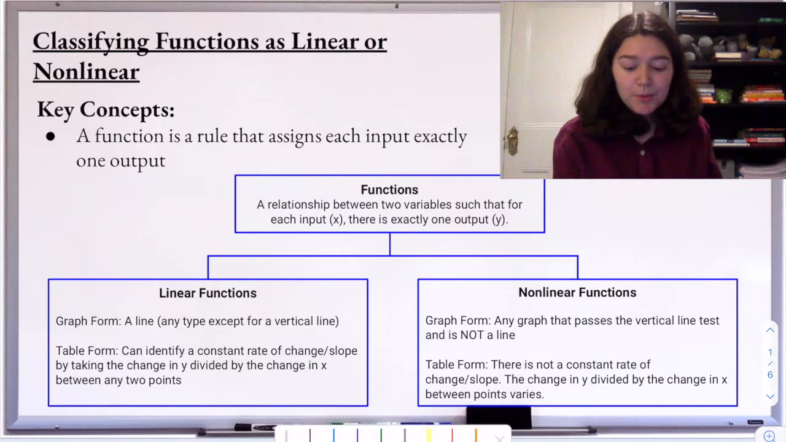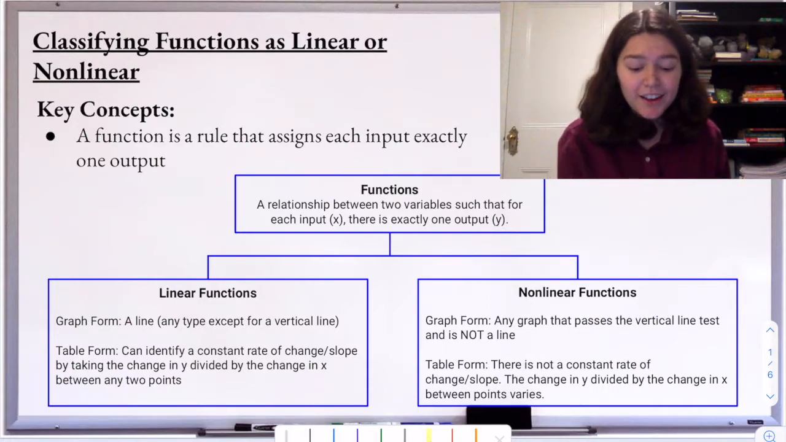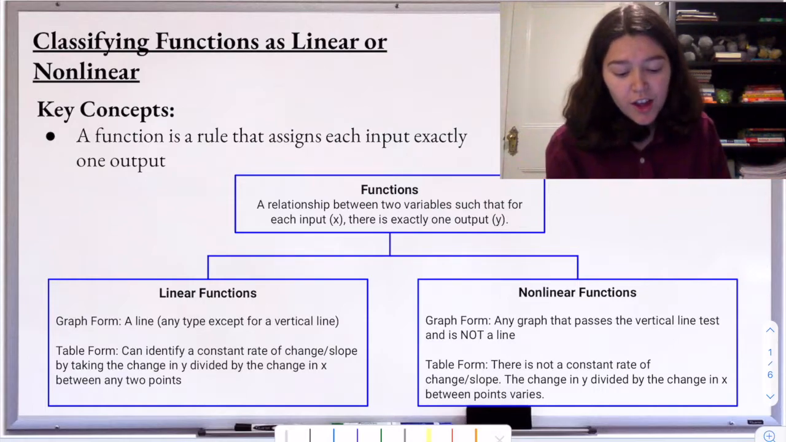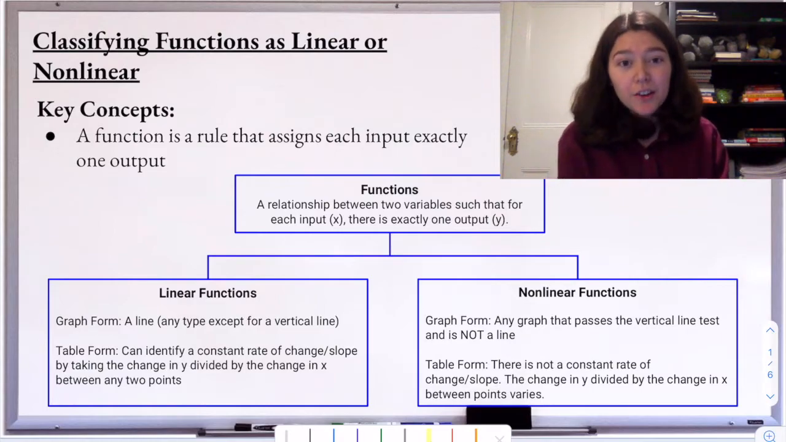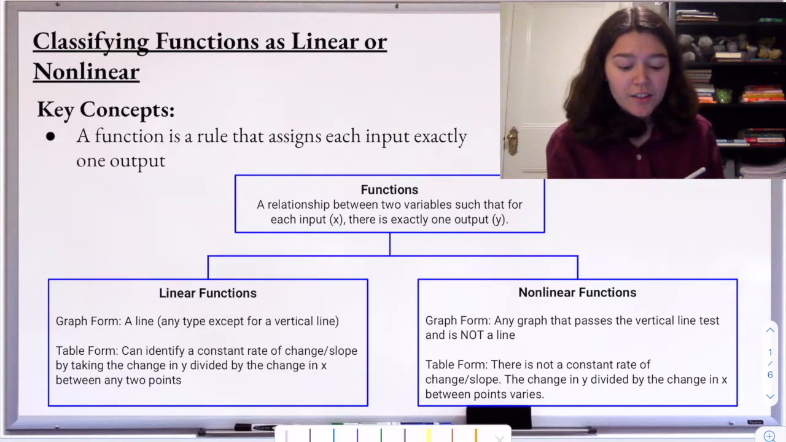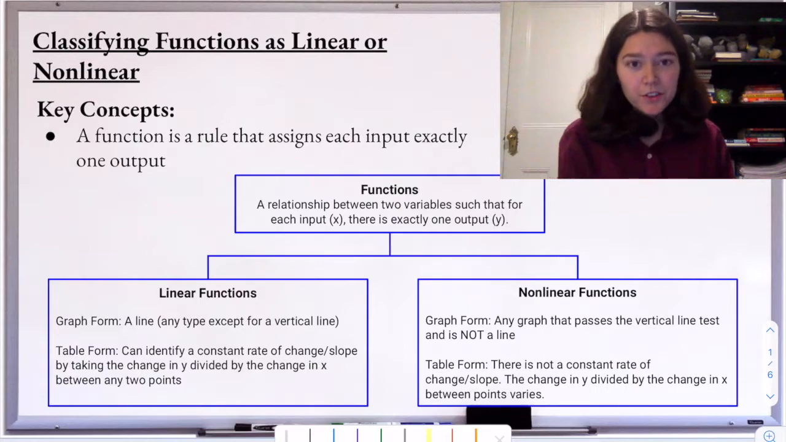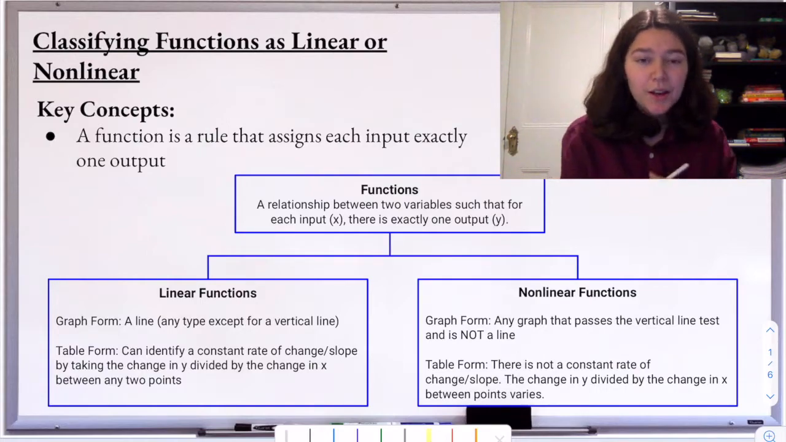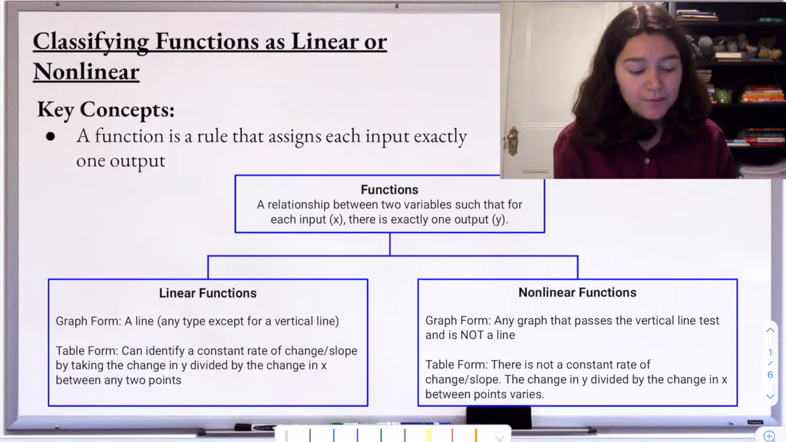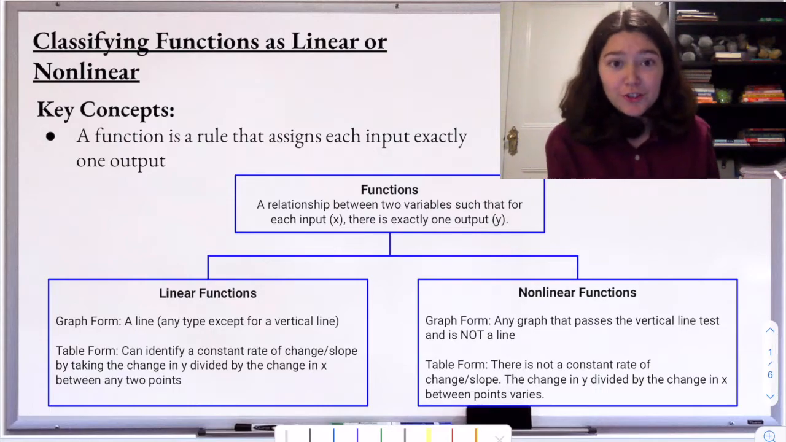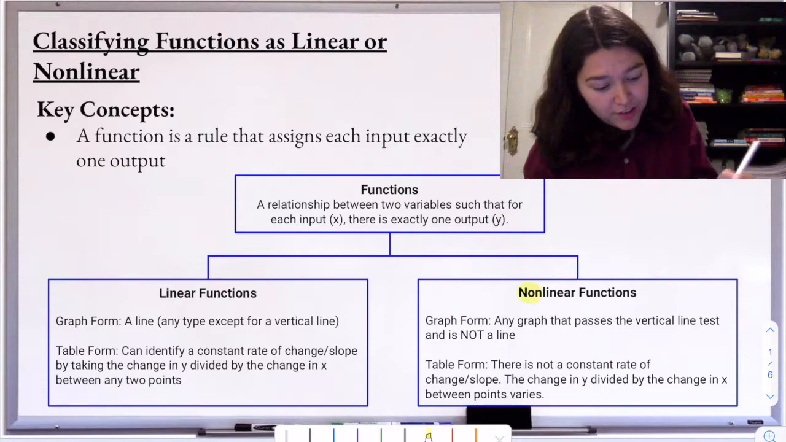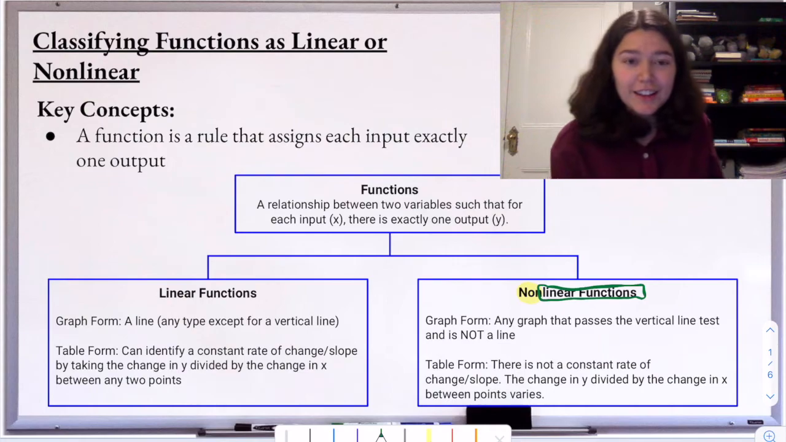And when we see them in table form, we're going to be able to identify the constant rate of change, or the constant slope, the slope of the line. We should remember that slope means the constant rate of change. It means the change in the y values, or the vertical change, divided by the change in the x values, or the horizontal change. So we'll see that a little bit more today and then as we continue with this unit. And then nonlinear functions are just functions that do not look like lines.